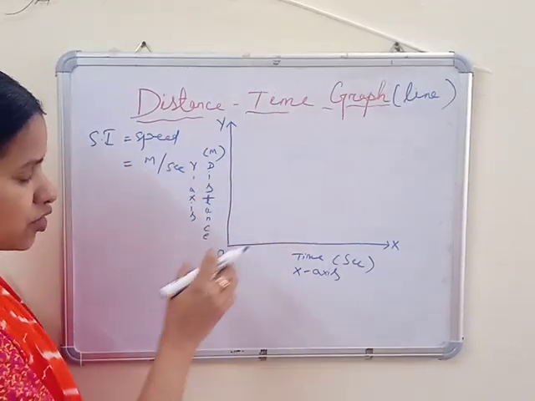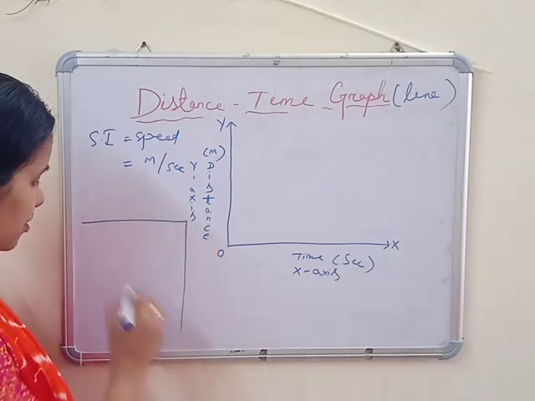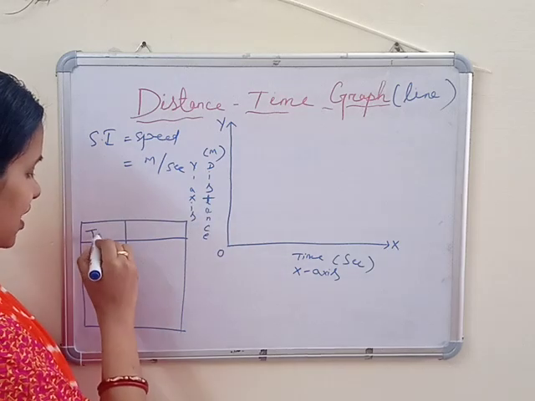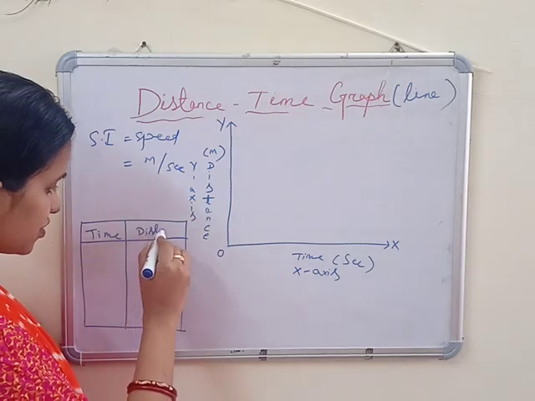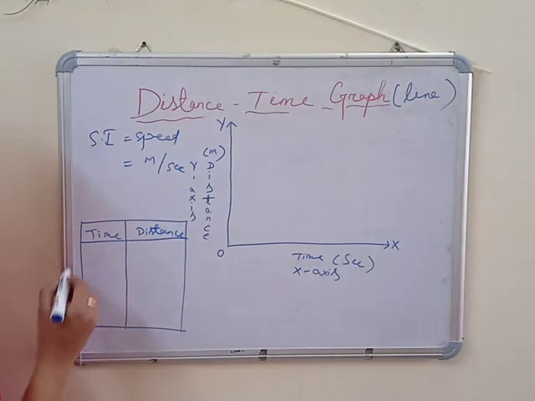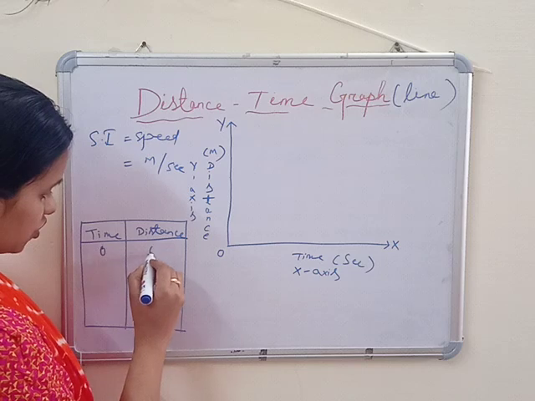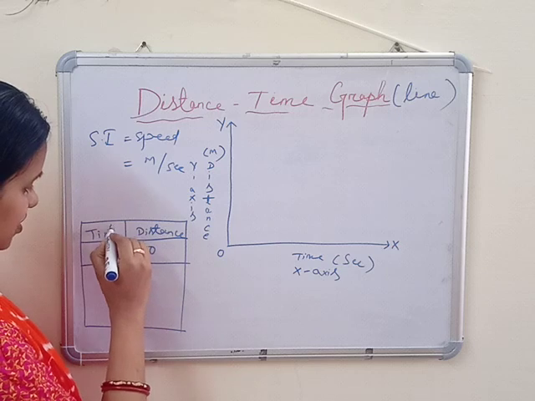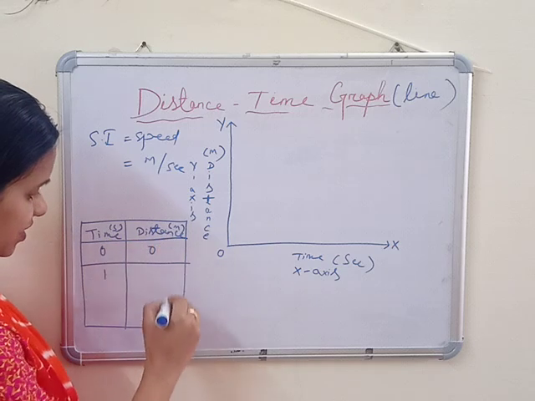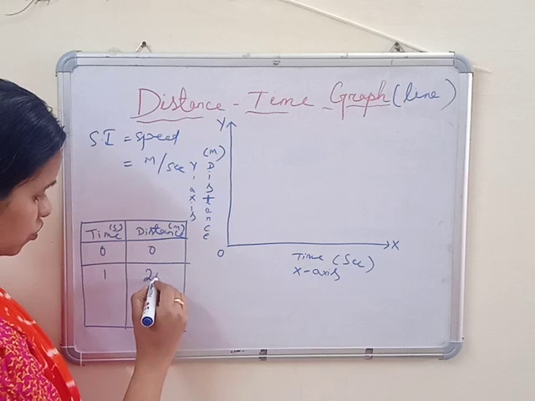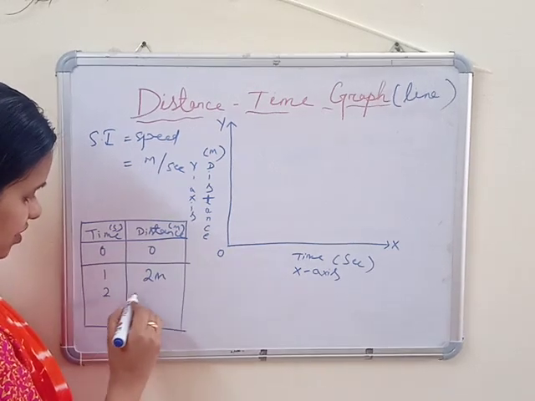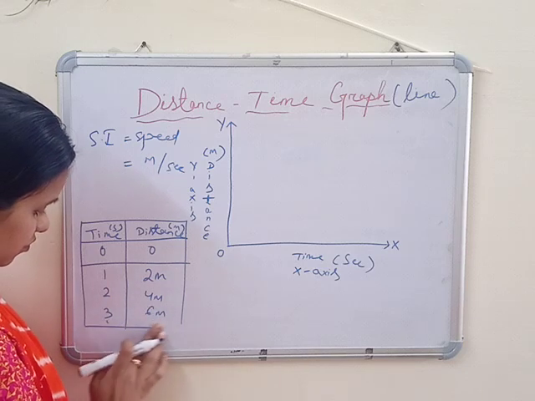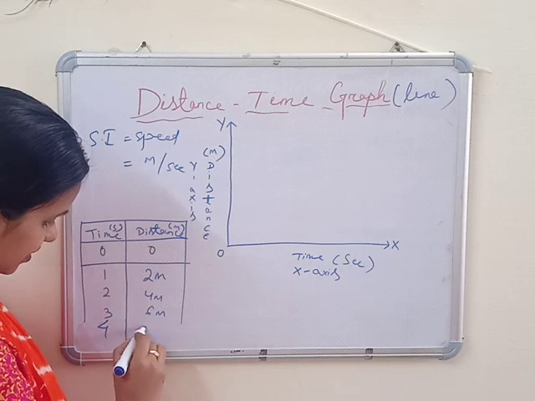Now I am going to draw the graph. I have a table over here, and from there I am going to draw it. So time and distance. Time 0 second, distance also 0. Time 1 second, distance is in meter, so no need to write meter and second again. It is 2 meter. 2 second, 4 meter. 3 second, 6 meter. 4 second, 8 meter.